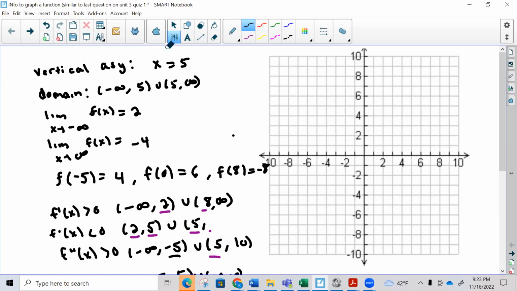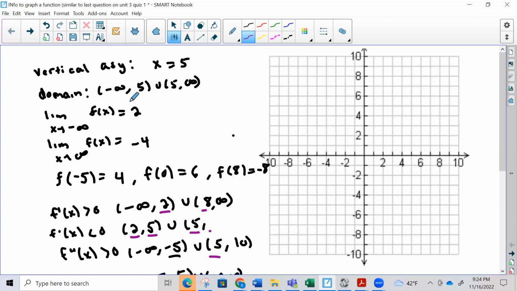So just know that your graph can be different than my graph. It just has to have all of these features, but I don't know every point on this graph. So the height at some places is going to be different on my graph than someone else's graph. The main thing is it has to fit these characteristics.